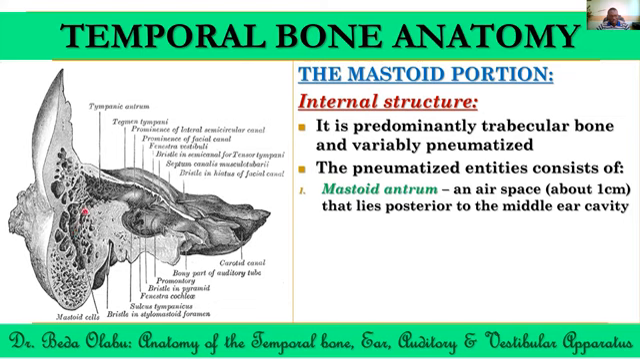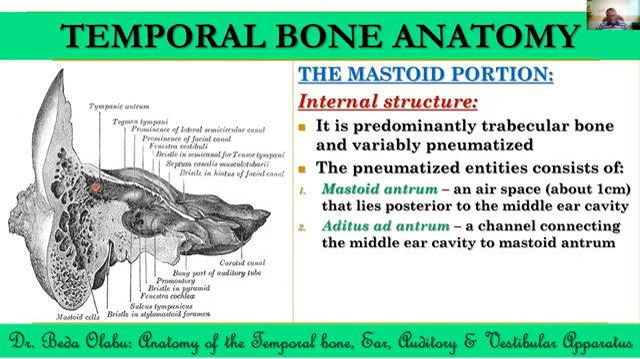The first one, which we call the mastoid antrum. This is the mastoid antrum. It's a large cavity on the upper part of the mastoid bone, usually measuring about 1 centimeter in diameter. This cavity lies posterior to the middle ear cavity. That cavity is almost constant, almost always there.